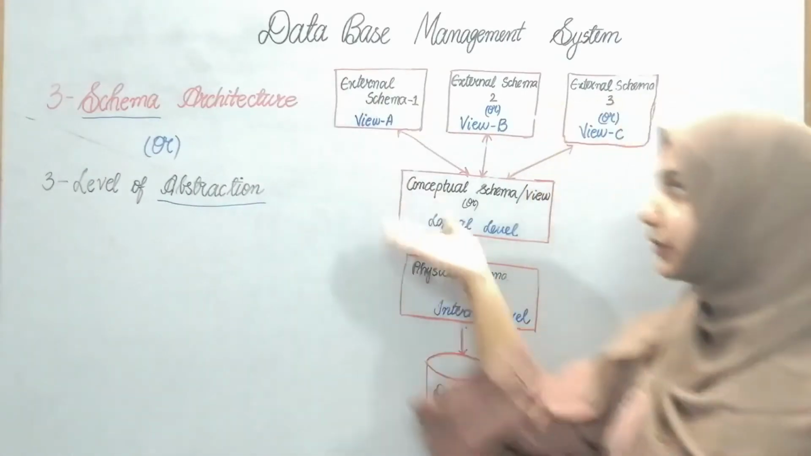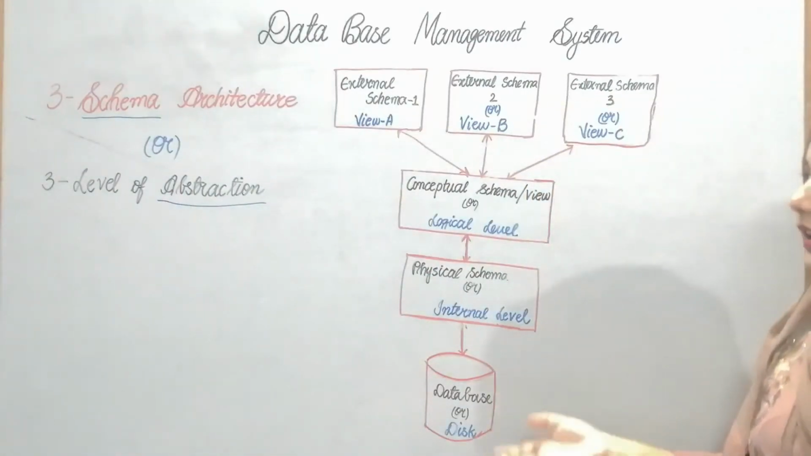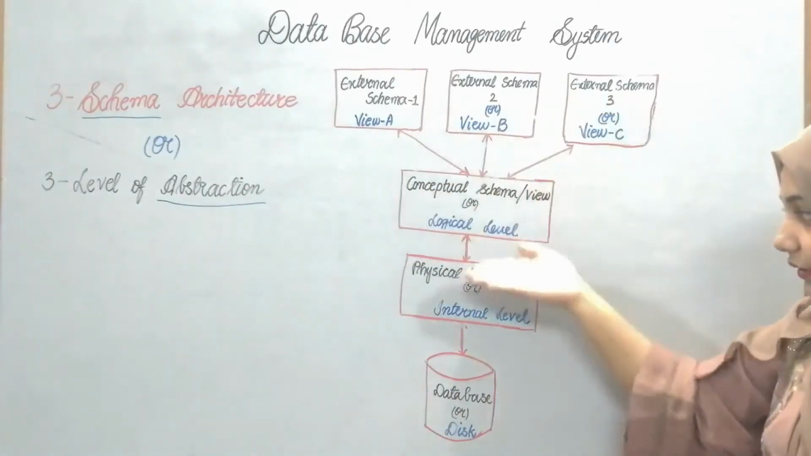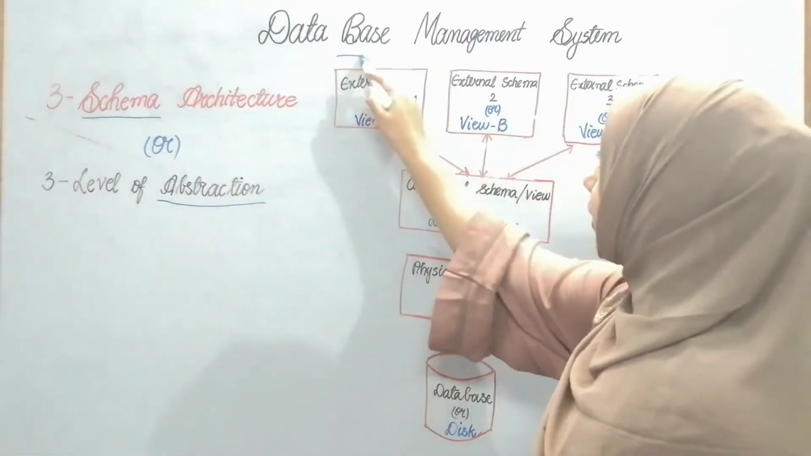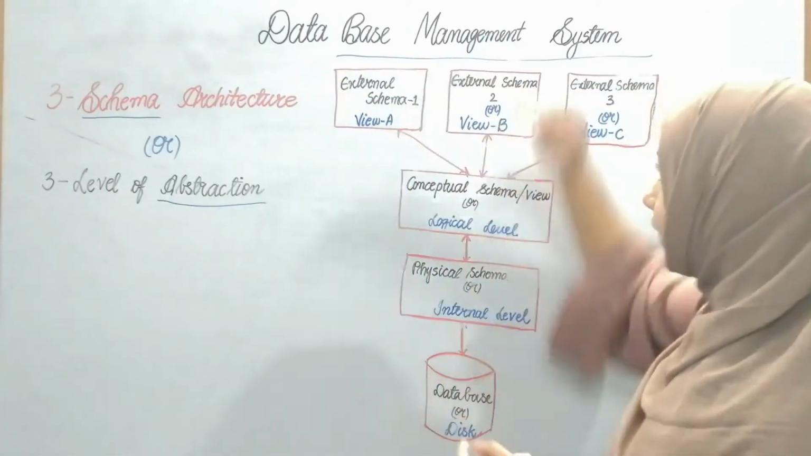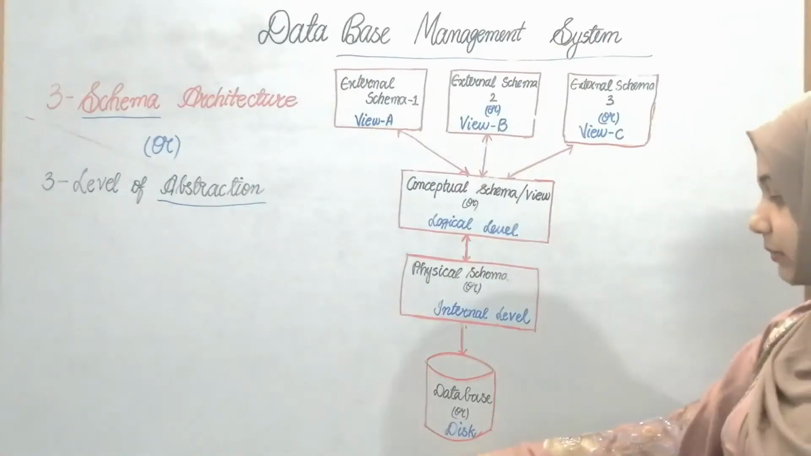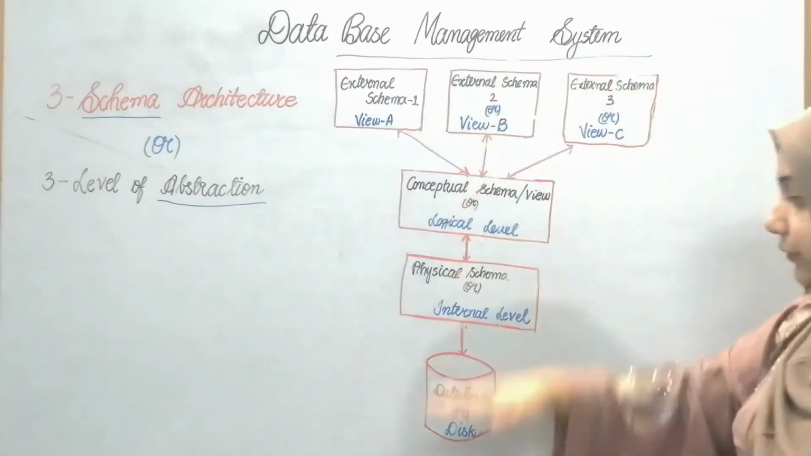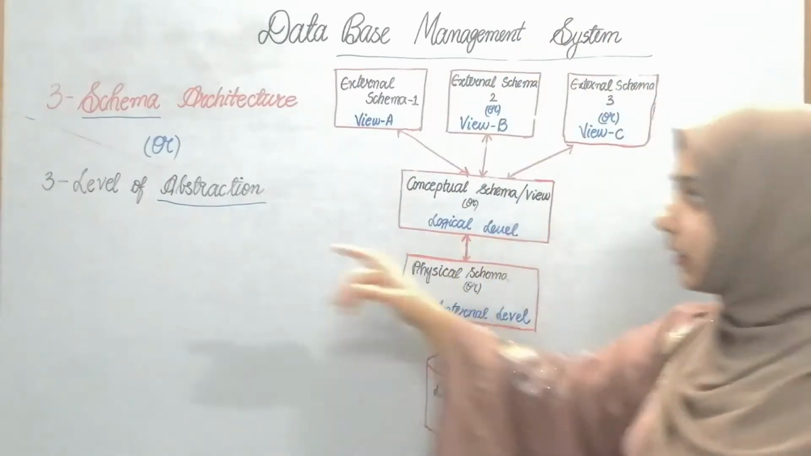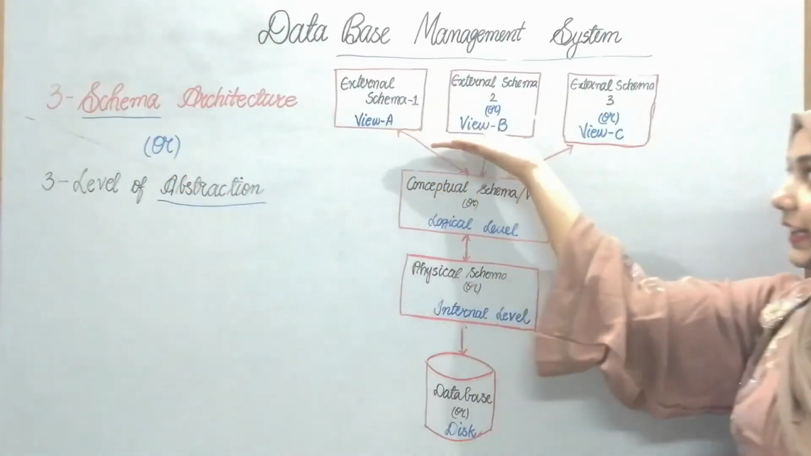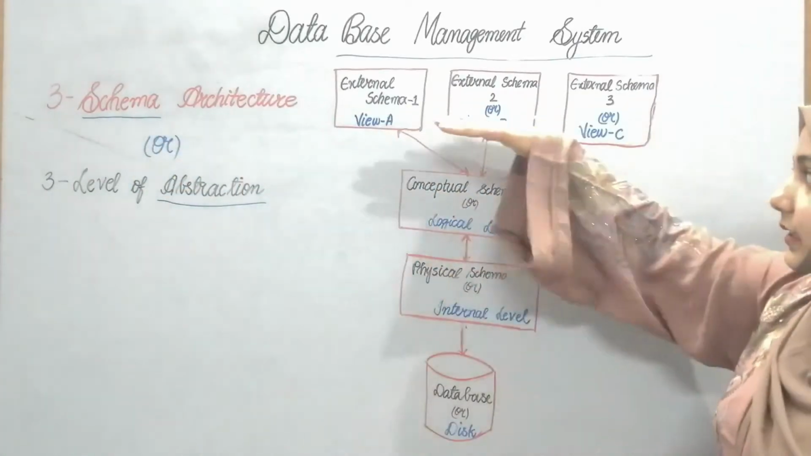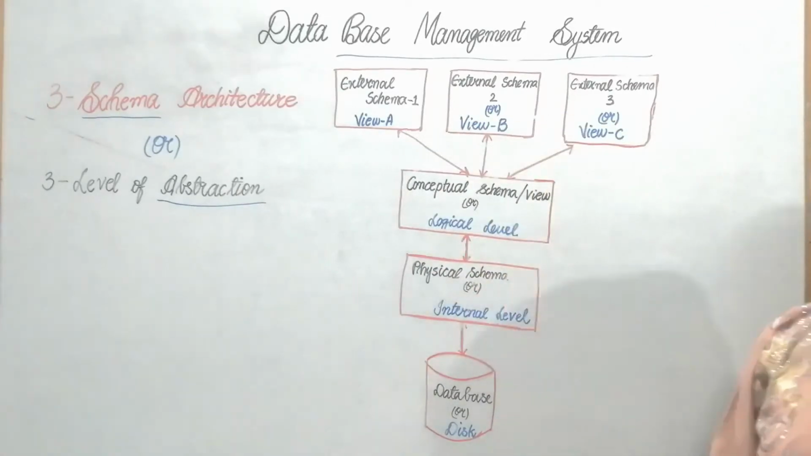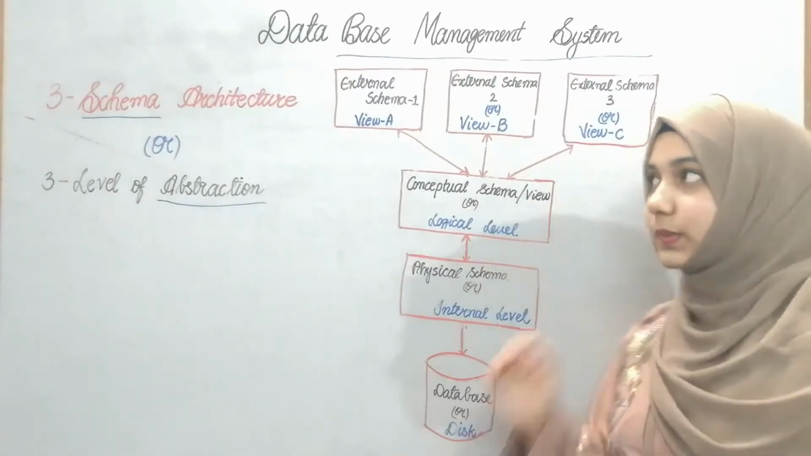So this is nothing but the 3 schema architecture or 3 level of abstraction. Why 3 levels? Because we have 3 different levels. The user is here, and the database where the data is stored is here. So we have 3 levels separating the user from the data. And each level will have a different structure, a different schema.